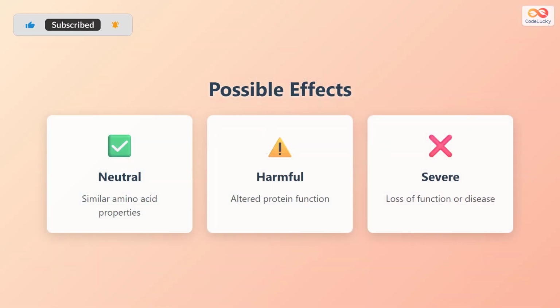Missense mutations can have 3 main types of effects. First, the mutation might be neutral, meaning it has little or no effect on the protein's function. This typically happens when the new amino acid has similar chemical properties to the original one. Second, the mutation could be harmful, causing the protein to work less efficiently or incorrectly. This occurs when the amino acid change alters the protein's structure or active site. Third, the mutation might be severe, leading to complete loss of protein function or causing serious disease. The outcome depends entirely on which amino acid is changed and where in the protein that change occurs.